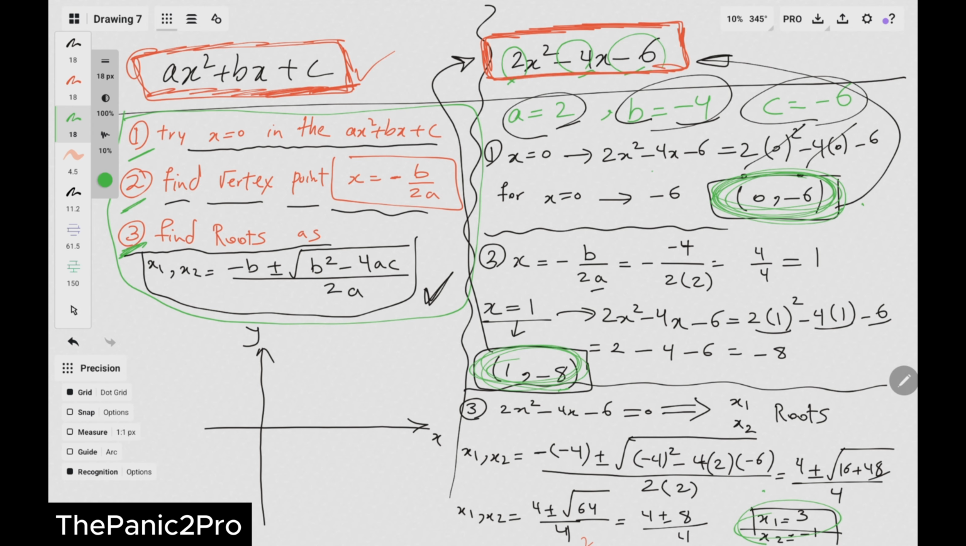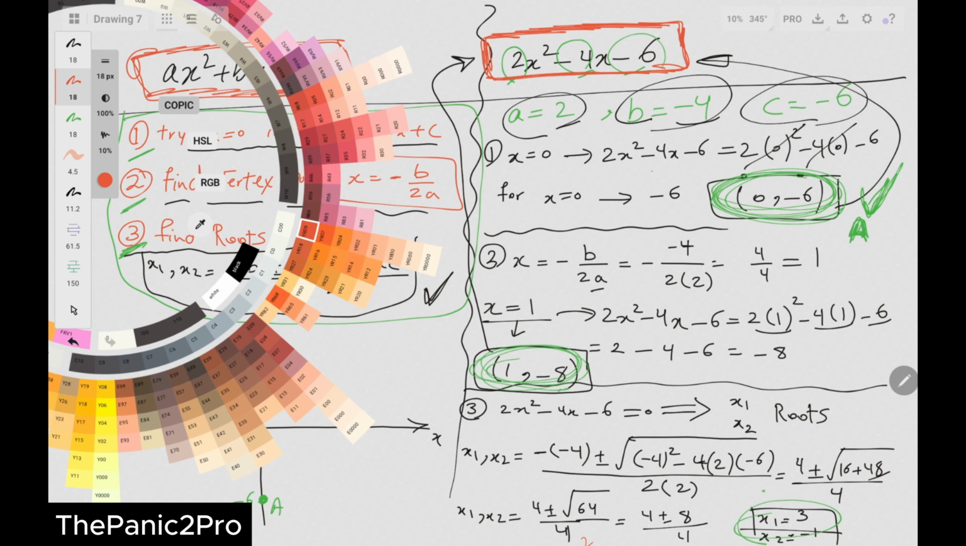Let's try this one. This is the first point, 0 and minus 6. Let's just imagine this is minus 6. So this is one point. I'm going to call this point A, and I'm going to make it a little bit different color.